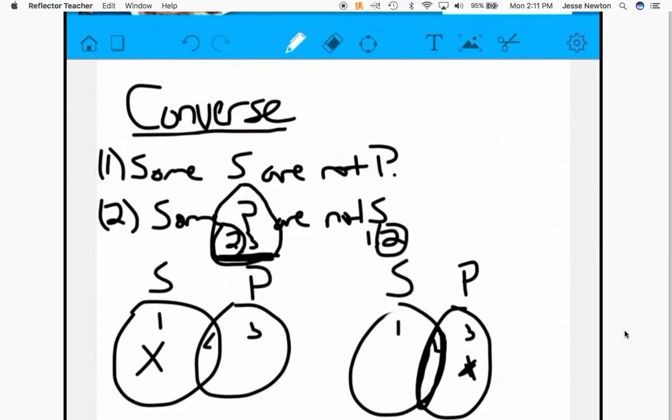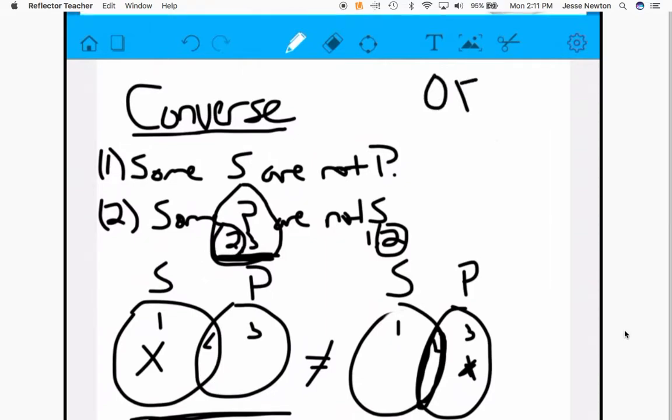And the question is, are these logically equivalent? And the answer to that is pretty straightforwardly no, because these two diagrams just don't look the same. So when we're looking at an O-form proposition, now I'm using X to mean no, not using X to mean exists. These are not logically equivalent propositions.